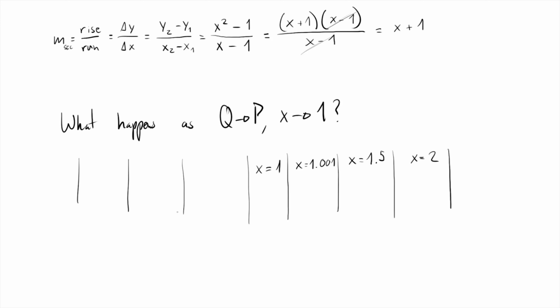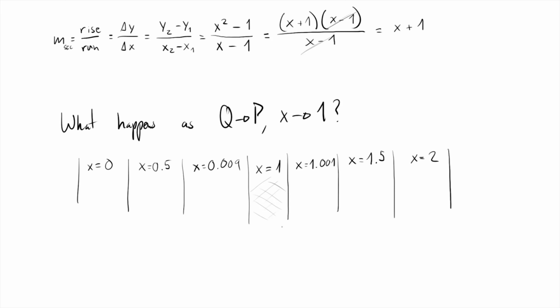Same thing from the left-hand side. We can start off at x equals 0. We'll keep it even on the left and on the right here. Then x equals 0.5, and x equals 0.999. So what is happening to our slope as x is approaching the value of 1? Notice that we're going from both the left-hand side and the right-hand side. Again, we don't care what happens at x equals 1. We care what happens as we get very, very close to 1 from both sides.